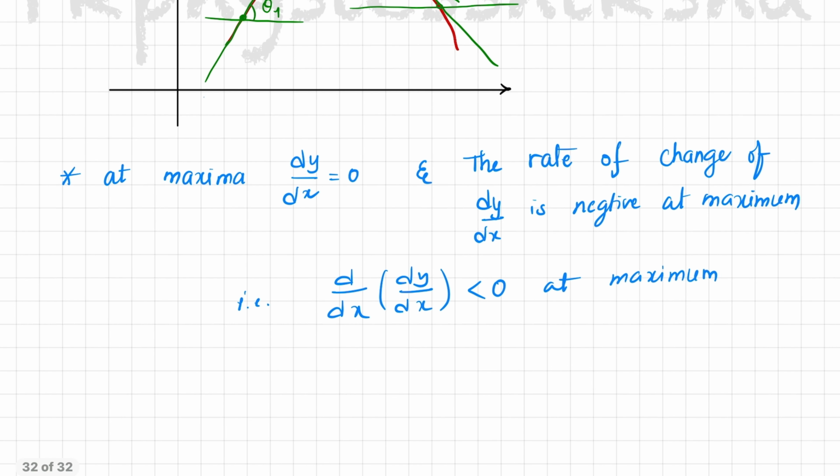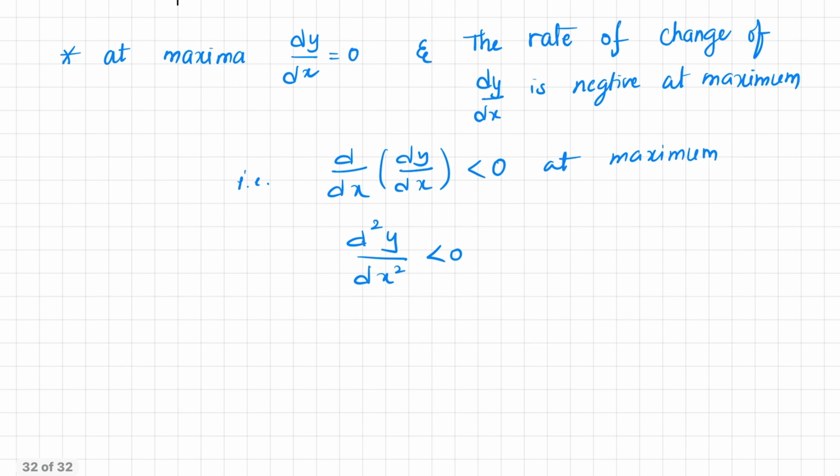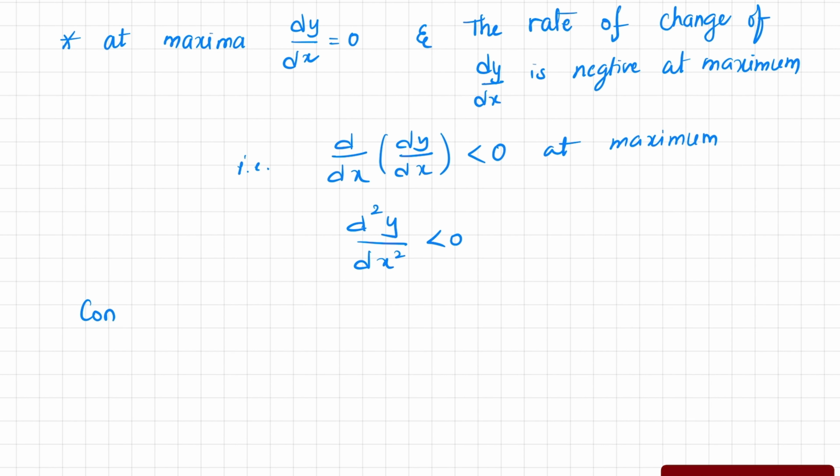That gives you the double derivative, that is d square y by dx square should be less than 0 for the point to be a maxima. So that is the condition for maxima. Now what are the conditions for maxima? So dy by dx should be equal to 0. This is the first condition.